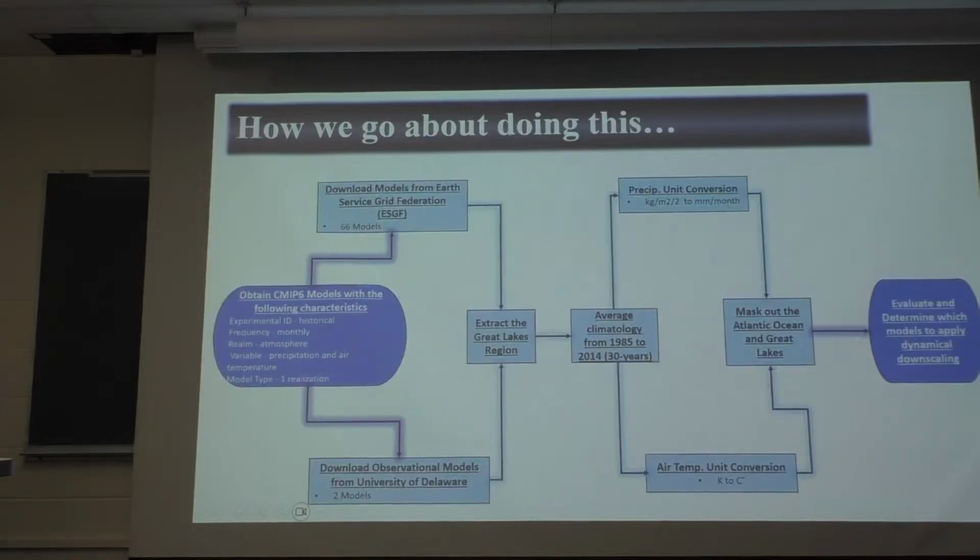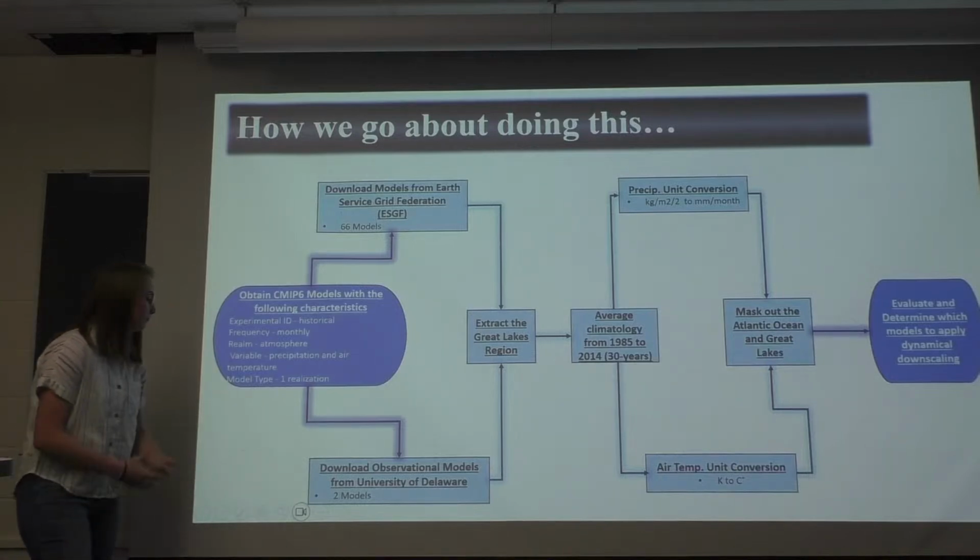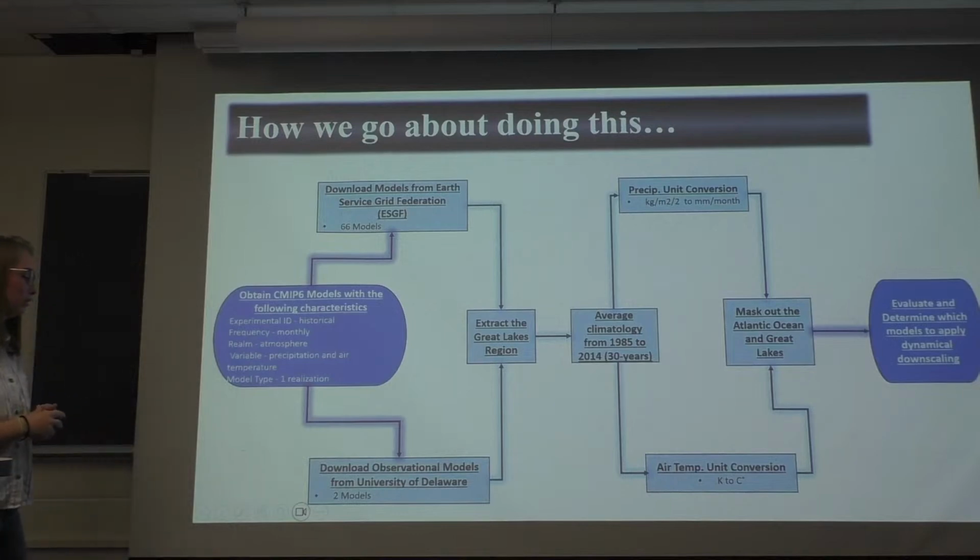So how I went about this: instead of showing you all the coding that I had to do, I'm going to just explain the gist. We had to obtain certain CMIP models with certain characteristics. First it had to be historical, and then we were looking at it monthly. And specifically, we're looking at precipitation and air temperature. There's many more aspects, but we only looked at these two this time. And then I downloaded 66 models from the Earth System Grid Federation, and then downloaded observational datasets from the University of Delaware, 2 of them.